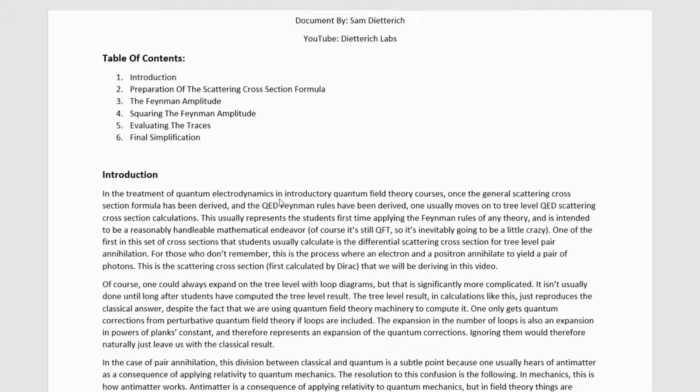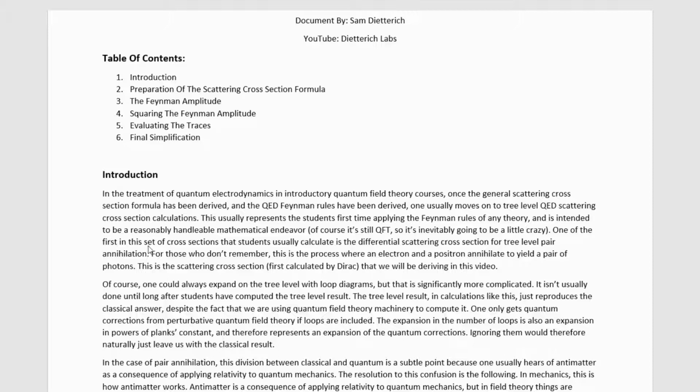In the treatment of quantum electrodynamics in introductory quantum field theory courses, once the general scattering cross-section formula has been derived and the QED Feynman rules have been derived, one usually moves on to tree-level QED scattering cross-section calculations. This usually represents the student's first time applying the Feynman rules of any theory and is intended to be a reasonably handleable mathematical endeavor. Of course, it's still quantum field theory, so it's inevitably going to be a little crazy, but comparatively it's more manageable than a lot of the math that shows up in QFT.